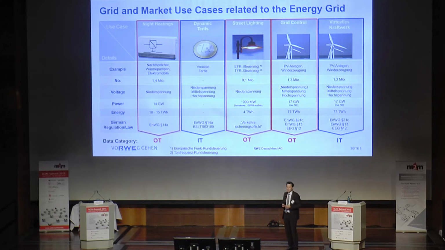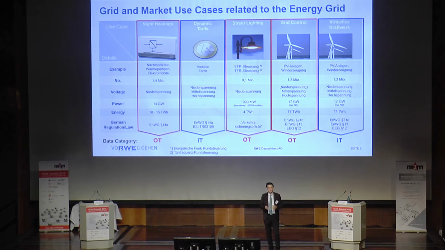We have got night heatings. It's very boring to talk about night heatings, but we have a lot of them in Germany. 1.4 million is one figure. When you look it up in other studies, they are talking about 2.2 million night heatings. That is quite a lot when you talk about machines you want to control. Then you know the topic dynamic tariffs, street lighting, grid control, virtual power plants. Those are use cases we are addressing today within the smart grid.